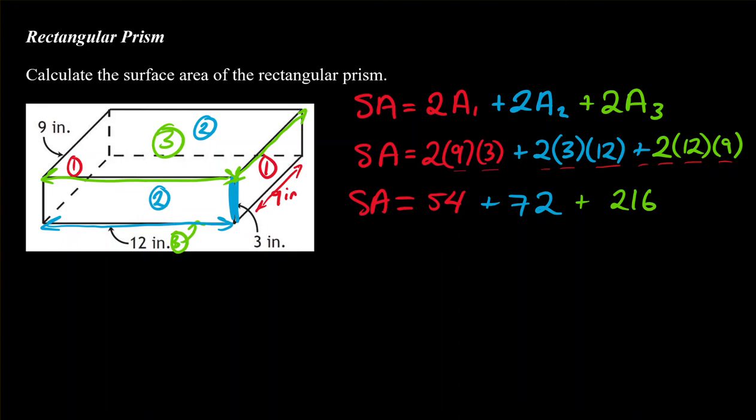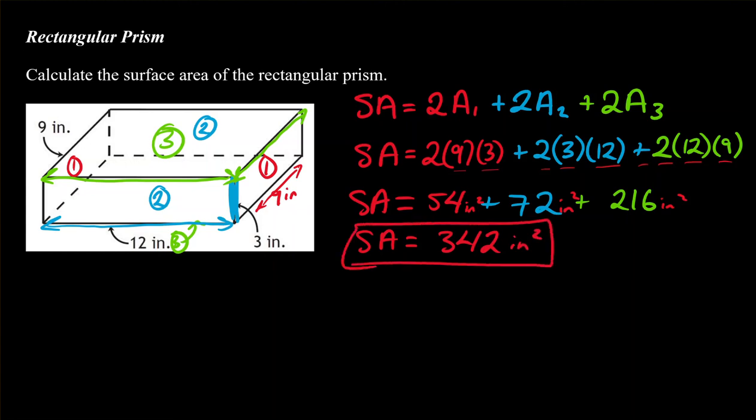And when I add all of these values up, the surface area of this object is going to be 54 square inches, plus 72 square inches, plus 216 square inches. So 54 plus 72 plus 216 is 342 square inches. Perfect. Now I know that the units are square inches because area is always in square whatever units we're using. Volume will be in cubic whatever units we're using.